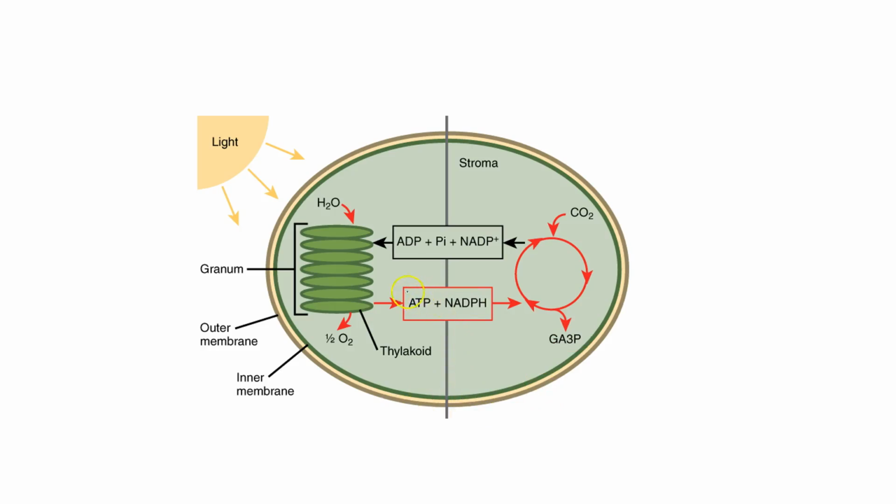This is what we make in the light-dependent reaction. We make ATP and we make NADPH. This is energy. This is electrons. And for whatever reason, there's this cycle called the Calvin cycle, or the light-independent reaction, that needs to take ATP and needs to take electrons to make this, which is sugar.